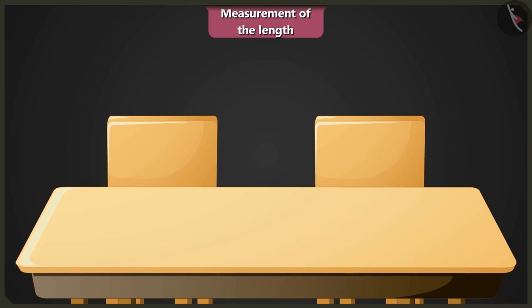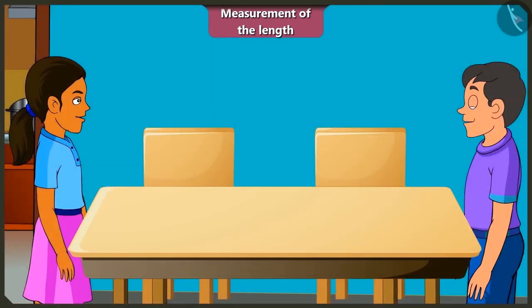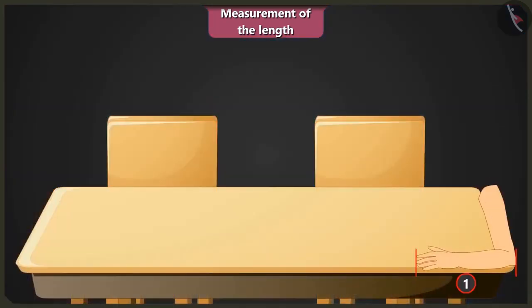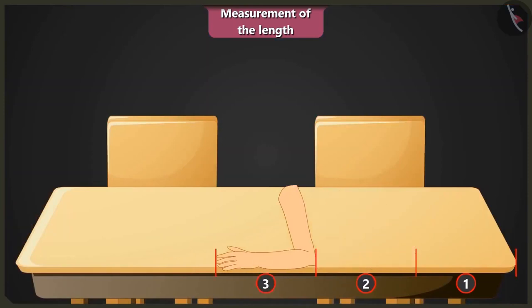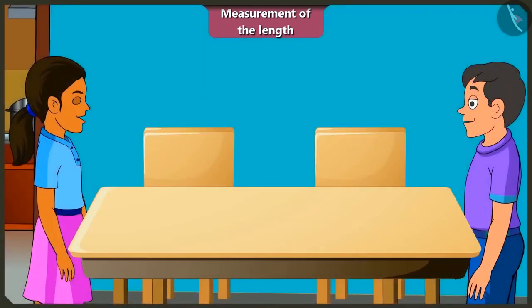No, Gurtu. While measuring the length of the table, you have left some space between the two arm lengths. In this way, you can never get the measurement correct. Yes. Okay. Now I have understood. I will measure it again. It would be 1, 2, 3, 4 and 5. The length of this table is 5 arm length. Yes, now the answer is correct.